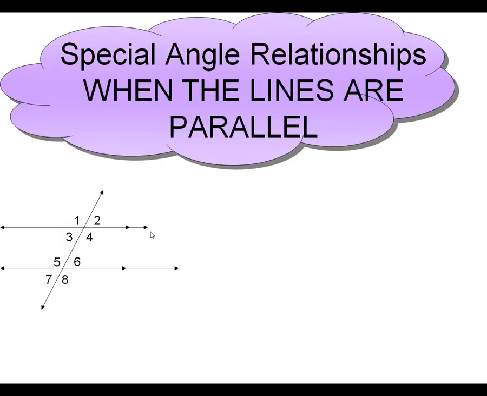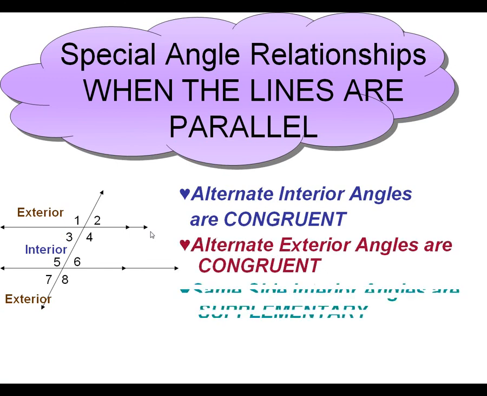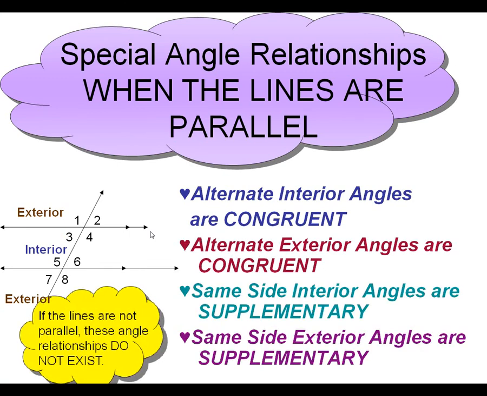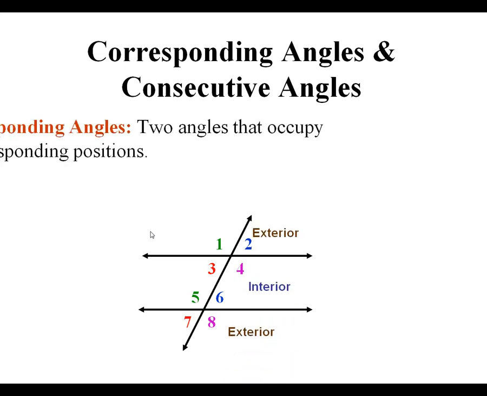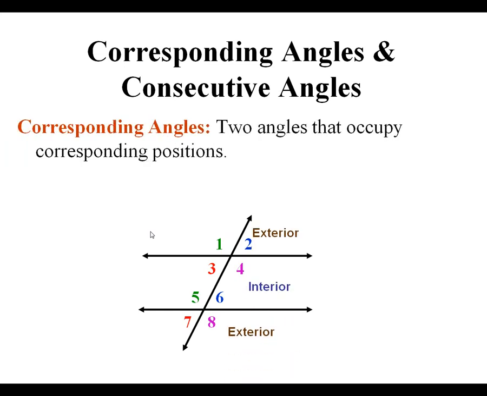Alright, we're going to skip this slide. We're not ready for it yet. Okay, corresponding angles and consecutive angles. Corresponding angles are two angles that occupy corresponding positions, like 1 and 5, 3 and 7, 2 and 6, and 4 and 8.